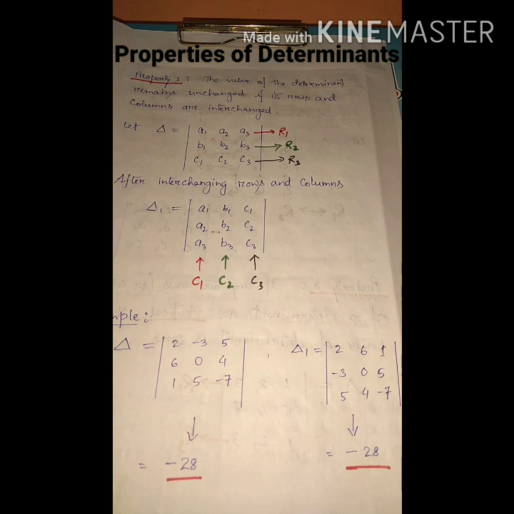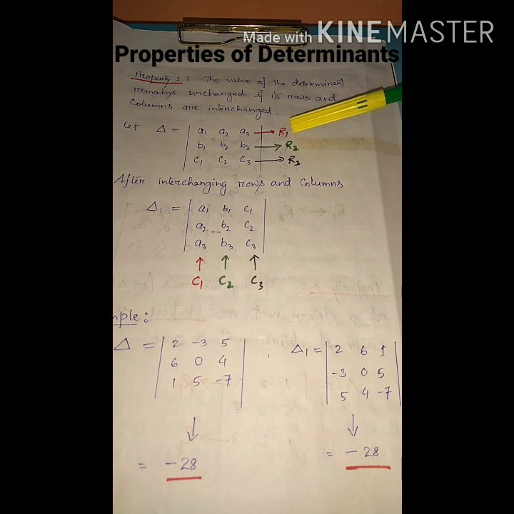The first property is: the value of the determinant remains unchanged if its rows and columns are interchanged. That means all rows and all columns are interchanged. As we already mentioned in matrices, this is the first row, second row, third row. Similarly, we call these the first column, second column, third column.